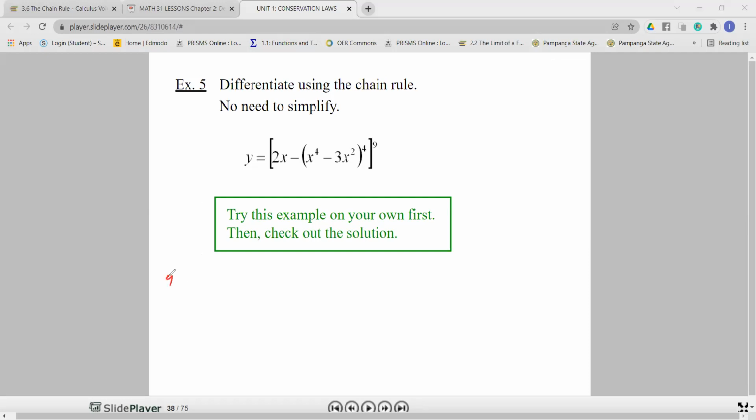So, what will be your y prime? Your y prime will be 2 munang 9, as it is. Kaya ano naman talaga? 2x minus x to the fourth minus 3x squared to the fourth, okay, raised to the 8. Okay, that's the first one. Second, so derivative, tapos na yung sa labas. Yung derivative naman nasa loob. So yung nasa loob, ito na naman titingnan natin. Ang nasa loob ay 2x minus x to the fourth minus 3x squared quantity to the fourth.